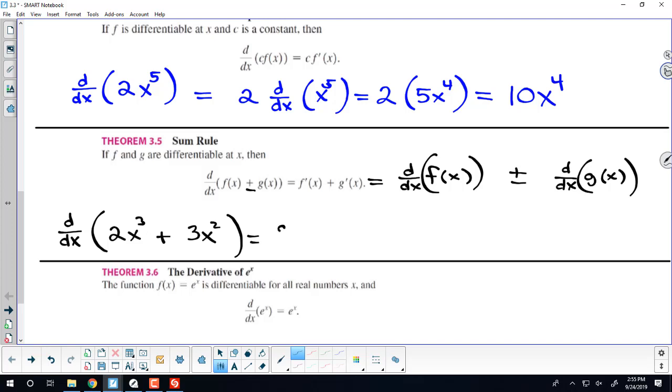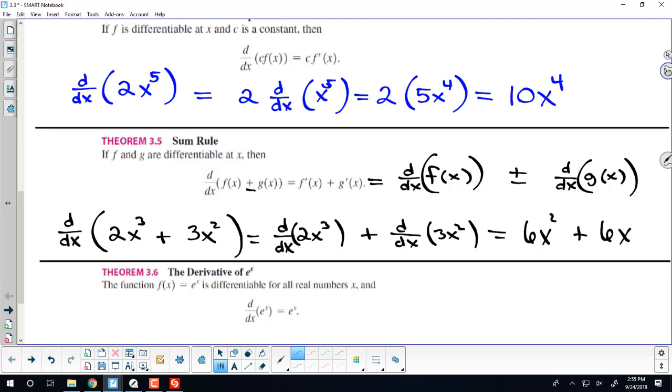So that says that we can take the derivative of 2x cubed and then add to that the derivative of 3x squared. So power rule with a constant for both of those. First one's derivative, 6x squared plus 6x to the first. Second one. Does that make sense? Anybody have any questions on that?